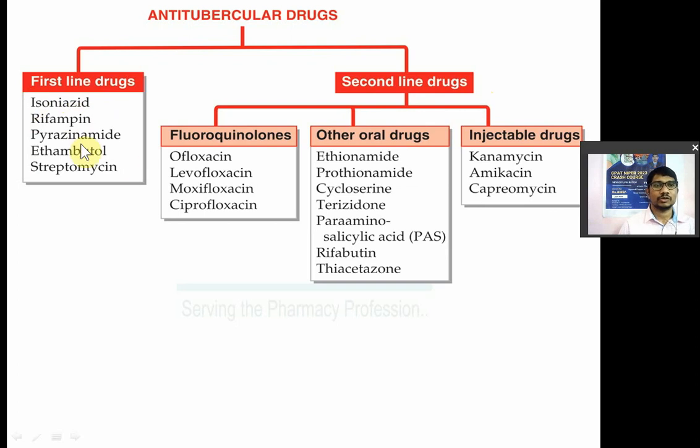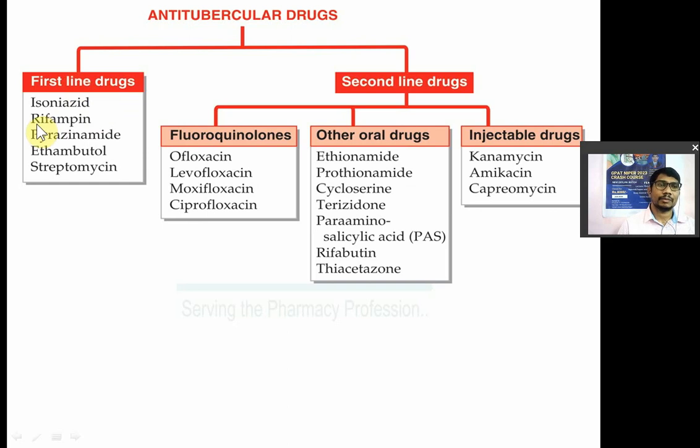Then इसका एक adverse effect होता है peripheral neuropathy. So it causes the peripheral neuropathy, and for that pyridoxine is used. Pyridoxine or vitamin B6 is used for the prevention of peripheral neuropathy caused by isoniazid. It also causes optic neuropathy and hepatotoxicity.